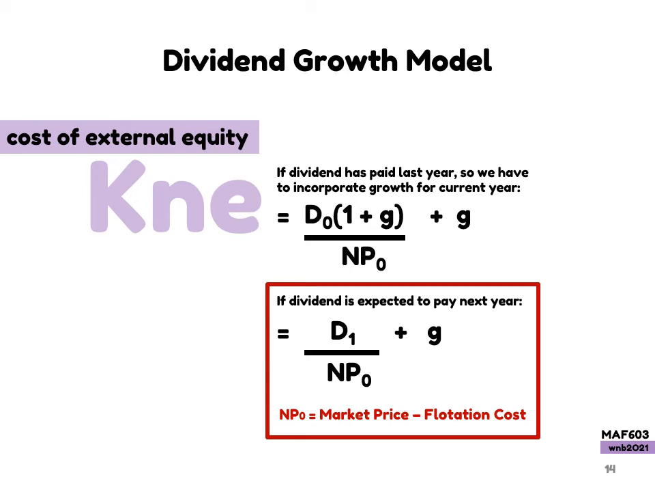After that, we're going to add the growth here. The formula is quite similar to KE. The difference is only this part. For the market value of share, we need to minus the flotation cost first to be able to determine the KNE. So this is going to be formula number 3, and this one kalau tak ada dividend lagi pada tahun ni, dividend is expected to be paid next year, kita akan guna this formula nombor 4 ni untuk cari KNE.